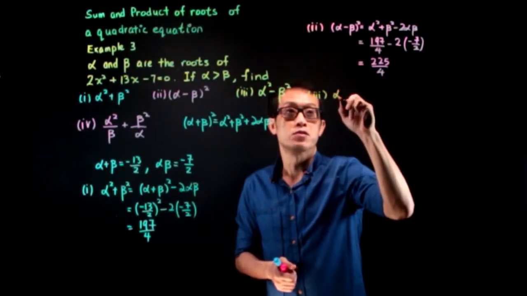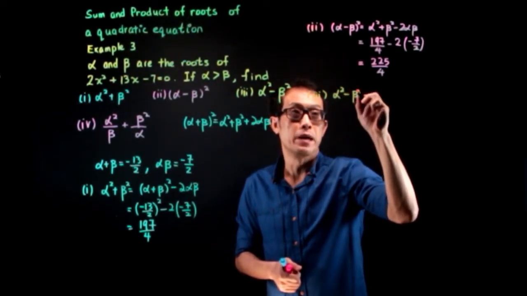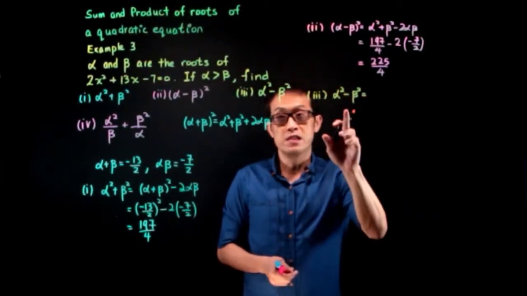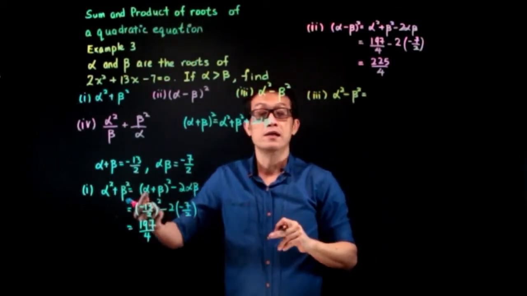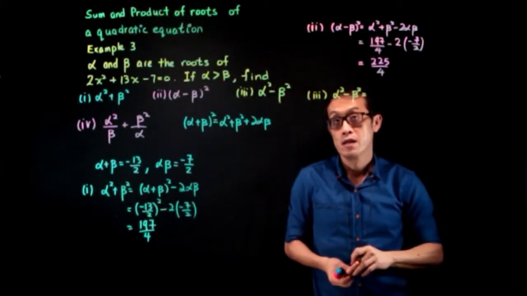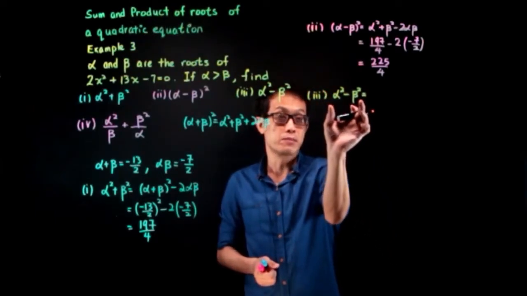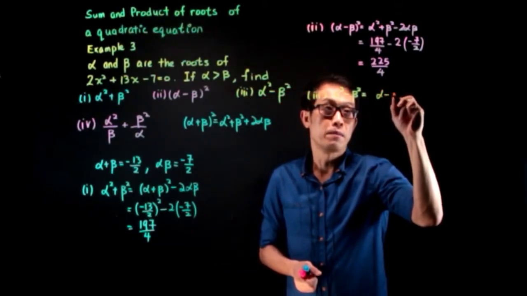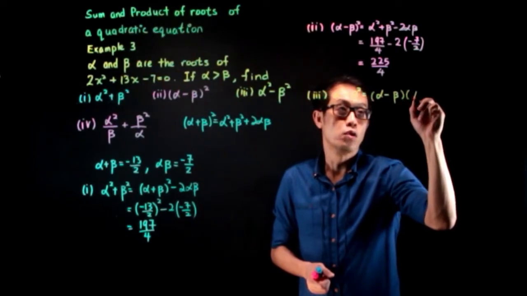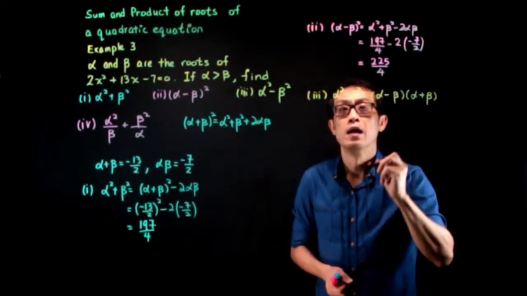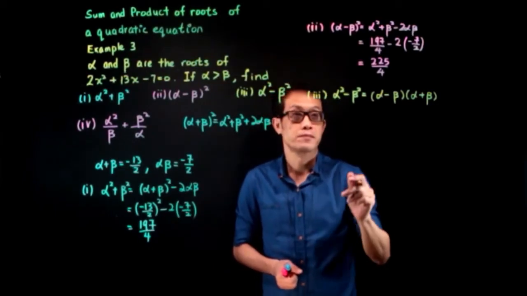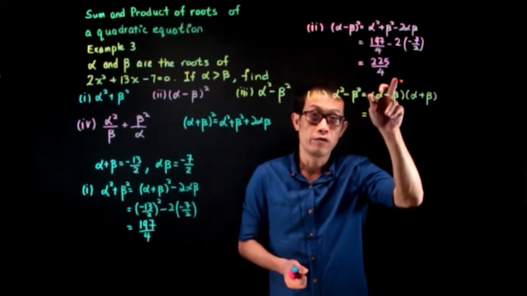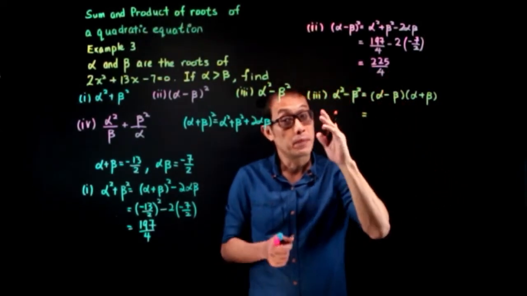In part 3, you are asked to find the value of alpha squared minus beta squared. Now if it is plus, it's very simple. You can do it like in part 1. This is negative, but if you look at it closely, you can factorize it into alpha minus beta times alpha plus beta. Now what is alpha minus beta? It is the square root of 225 over 4, plus or minus.